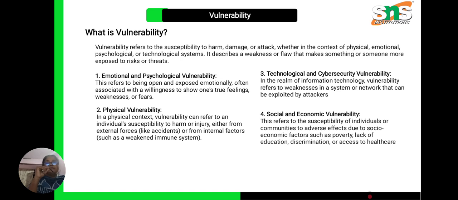Vulnerability can exist in different contexts, like emotional and psychological vulnerability, which mainly refers to the openness to emotional harm, and physical vulnerabilities, which refer to the susceptibility to injury or illness. Technological and cybersecurity vulnerability refers to weaknesses in systems or networks that attackers can exploit. Finally, social and economic vulnerability refers to susceptibility mainly caused by factors like poverty, lack of education, or limited access to healthcare.